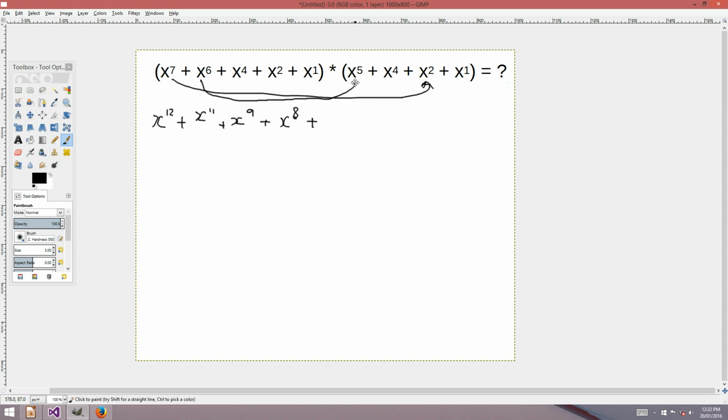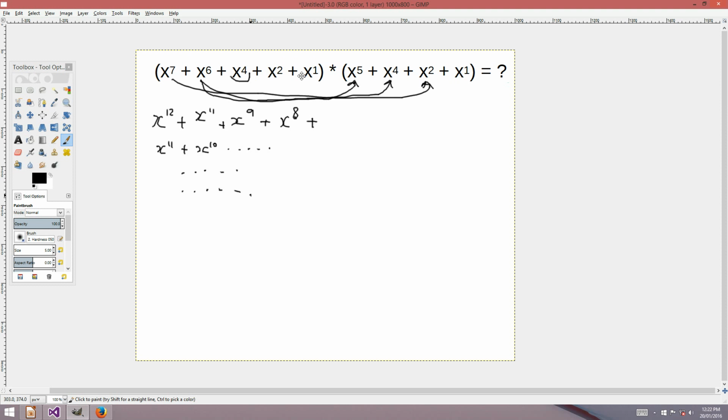So x to the 6 times x to the 5 gives us x to the 11. X to the 6 times x to the 4 gives us x to the 10. Then you would figure out x to the 6 times x to the 2, then x to the 6 times x to the 1. And after you've done all of the 6's, you would move on to x to the 4. So x to the 4 times x to the 5, x to the 4 times x to the 4, etc. After you've done all the 4's, you'd go x squared times x to the 5, x squared times x to the 4, x squared times x to the 2, x squared times x to the 1. And that'll be your next line.